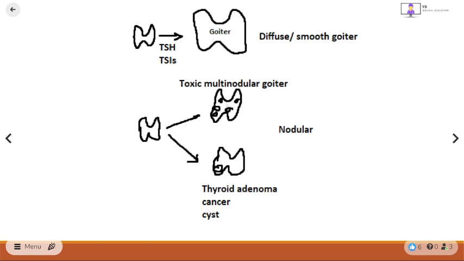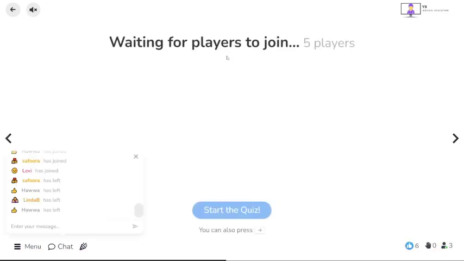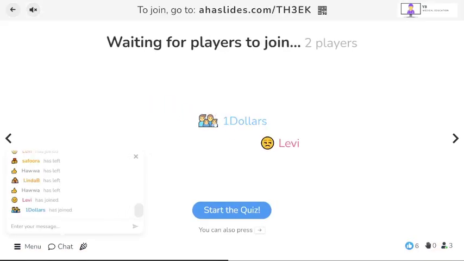But you could get multinodular goiter. Instead of diffuse, you get nodular goiter. So some nodules become enlarged and the rest of the tissue doesn't change. Or just a little bit of enlargement, like an adenoma or cancerous cyst. Okay, so these are the three different types of goiter.